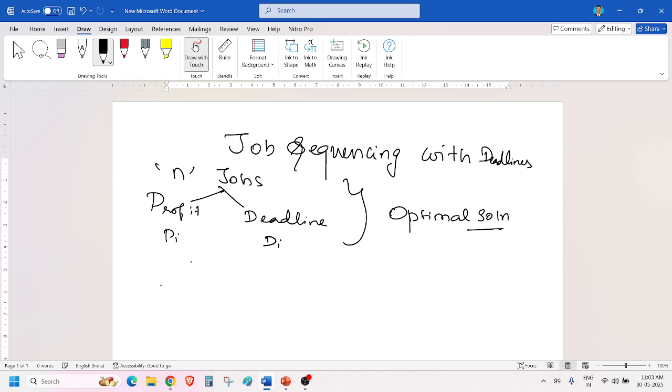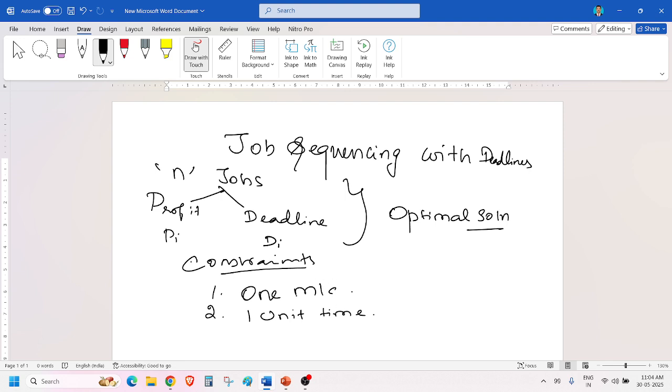Before starting the algorithm, we should know there are two constraints in job sequencing. What are the constraints? Only one machine will be there. The second one is one unit time. Within that one machine, within one unit time, you have to assign the job and complete it. So only one machine is there.